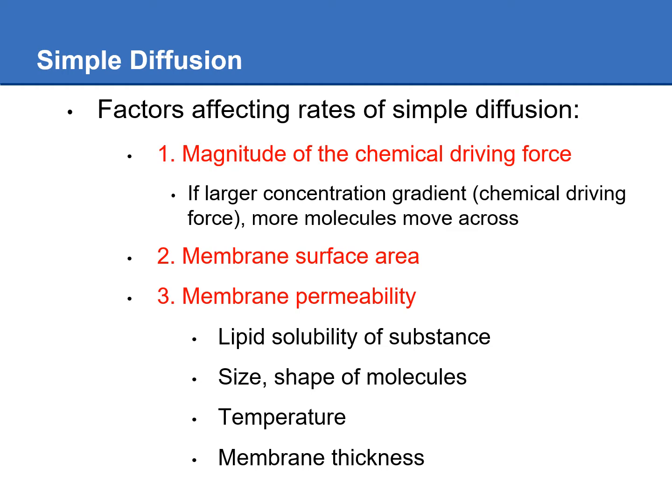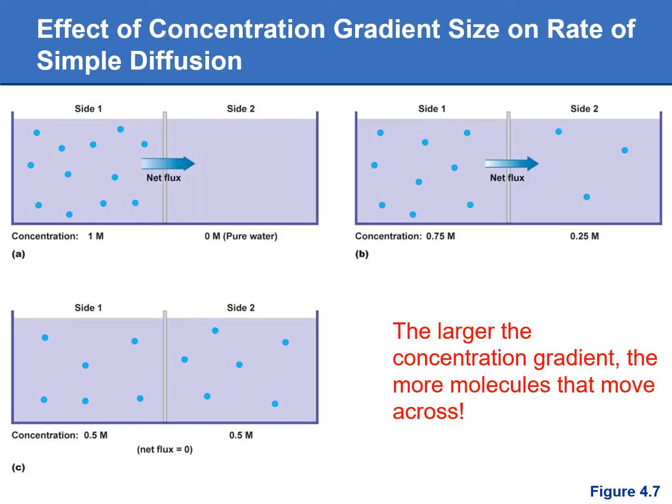There are several things that affect the rate of simple diffusion. So we have the size of the chemical driving force, the membrane surface area, and the membrane permeability. So if we look at the size of the concentration gradient, the larger the concentration gradient is, the more molecules you're going to move across the membrane.